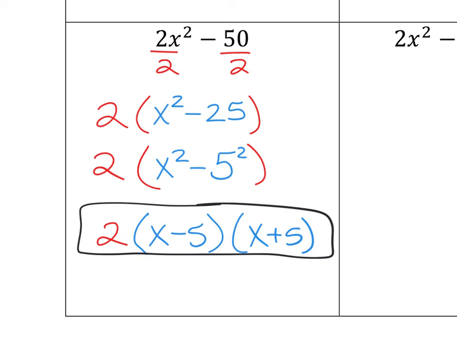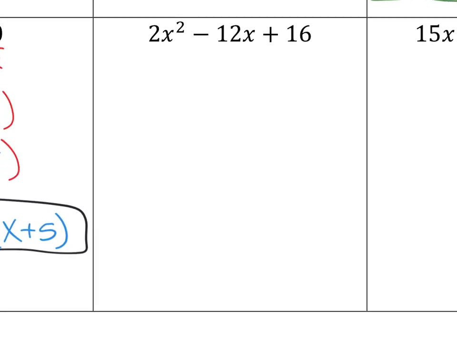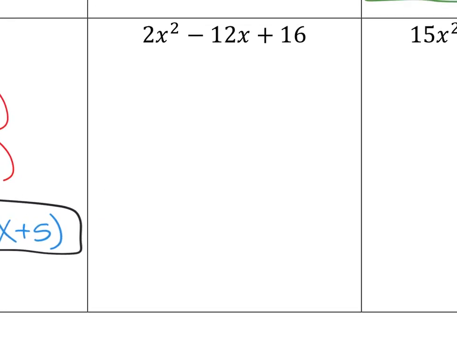I see we have some question marks on our faces. Ask your question. Did you follow the blue part? It's a difference of 2 squares. Speaking of being prepared to do something after taking out the GCF, let's look at this middle one. What do 2, negative 12, and 16 have in common?